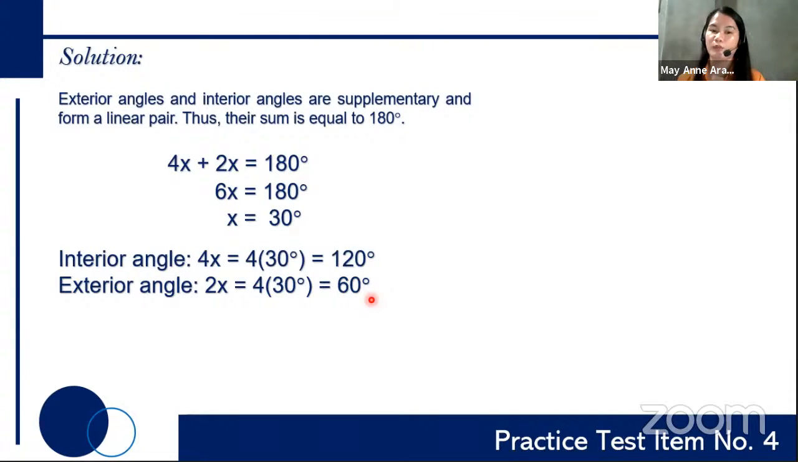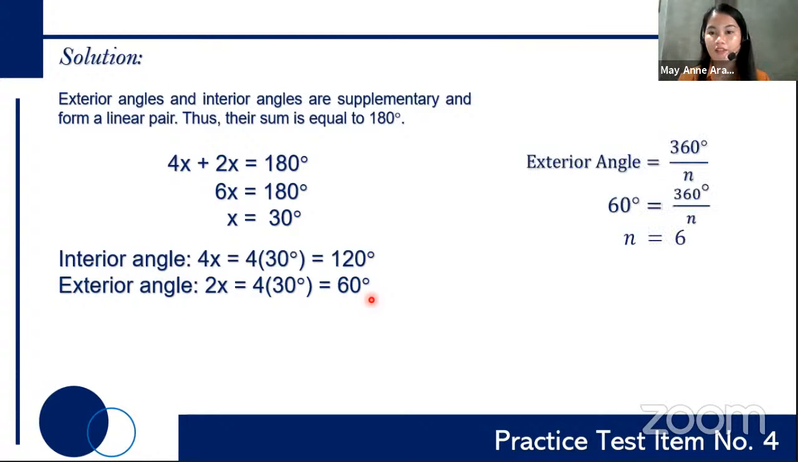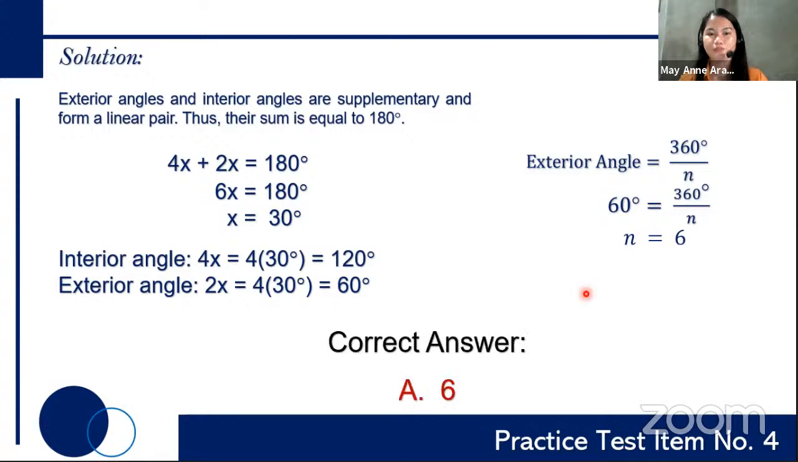So mas madaling ma-compute dito yung number of sides if you will use the formula for finding the number of sides given the exterior angle, 'di ba? The total of the exterior angles of any polygon is 360 degrees. So you have 360 degrees is equal to n times the measure of one exterior angle, 60 degrees. So 360 divided by 60 is 6. So there are 6 sides. What's the answer? Letter A.